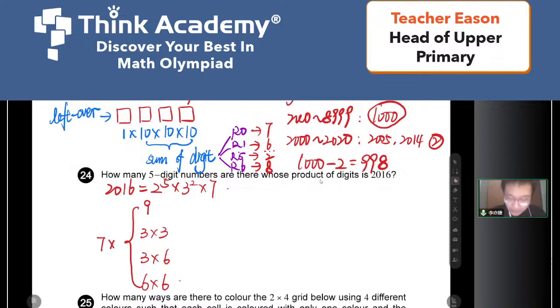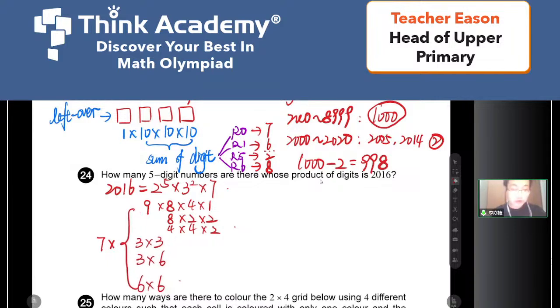So in the first case, we have a 9. So the remaining 4 numbers have a product of 32. So maybe we do the enumeration. It can be 8 4 1, 8 2 2. I write it down here. If we don't use the 8, it can be 4 4 2. Right? So if the 3s occur as one single 9, there are 3 different ways for the remaining 5 2s.